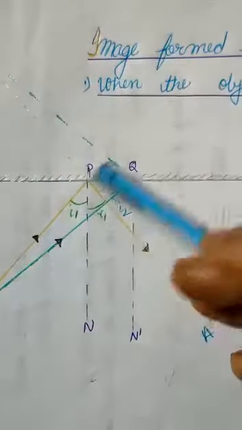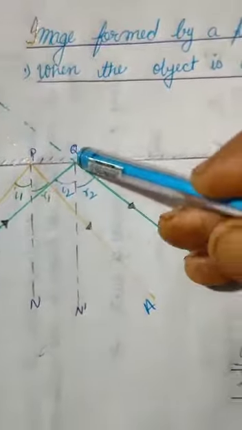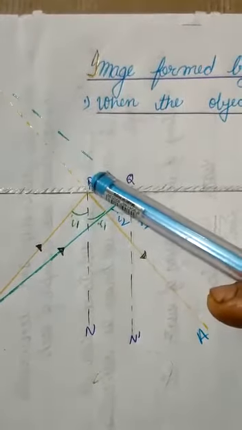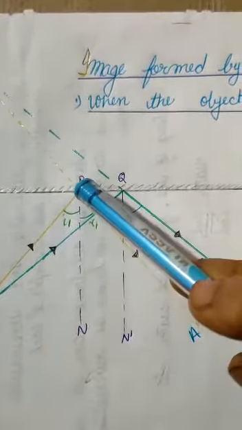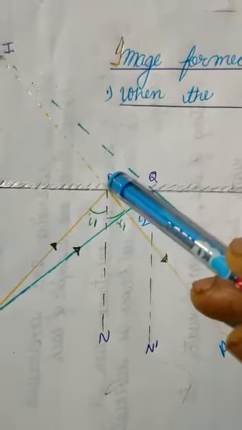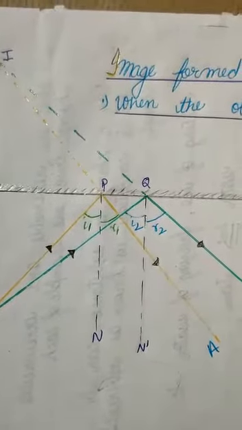These two rays are reflected as PA and QB. Draw perpendicular lines PN and QN dash on the mirror at points P and Q. These two lines PN and QN dash are the normals.